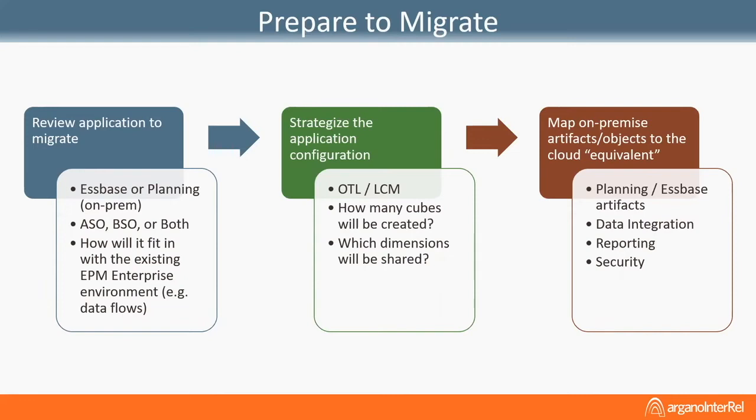Okay. And next, what you should do is also strategize that application configuration process. So if you are going to be using the OTL LCM import, again, pick the right outline because you only can use one. Also determine how many cubes you're going to be creating and which dimensions will be shared. Basically lay out the dimensions for all the cubes that you're going to create ahead of time. And then next, you're going to take inventory of all of your planning or Essbase artifacts. Okay, so take inventory of them.